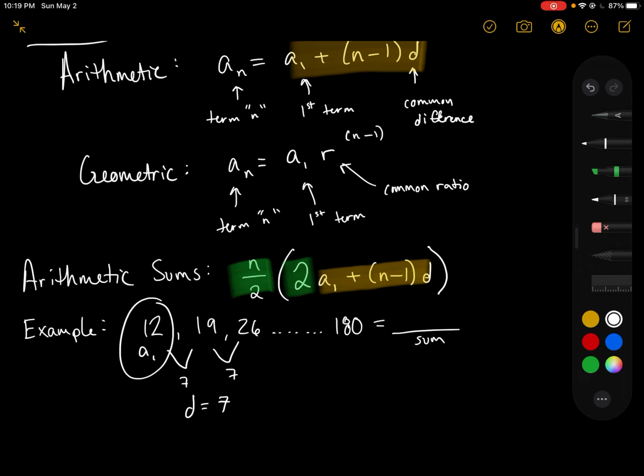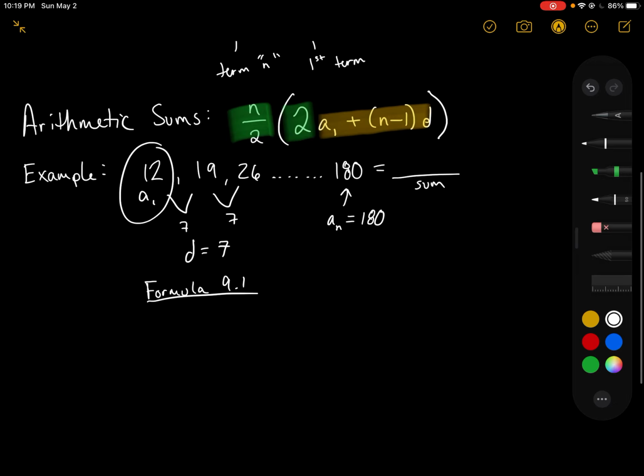Well, first things, let's start off with what we know. We know our first term is 12. We know if we go from here to here, that's 7. From here to here, that's 7. So we have that common difference of 7. And we also know that our a sub n term, we don't know which term this is in the sequence, but we know that it's 180. So we have a few things that we can use to kind of help us to get started here. So let's start off with actually our formula from 9.1.